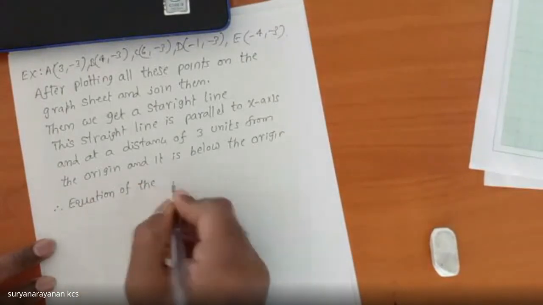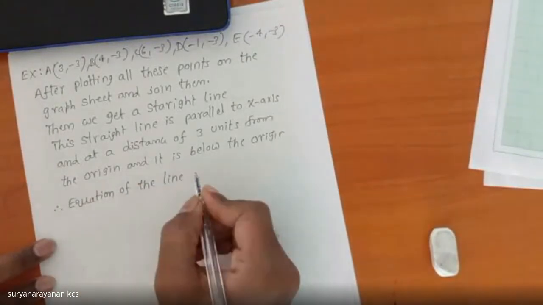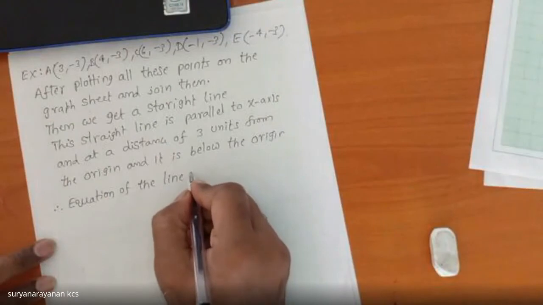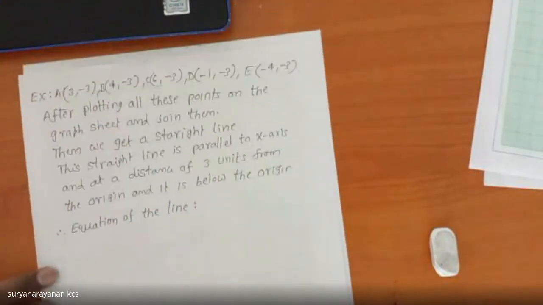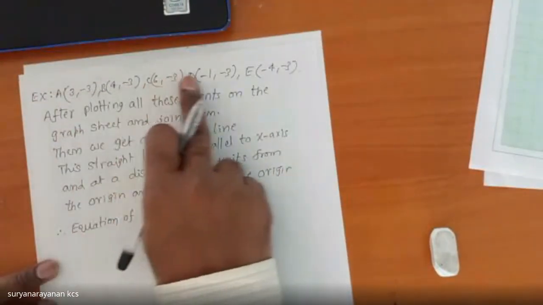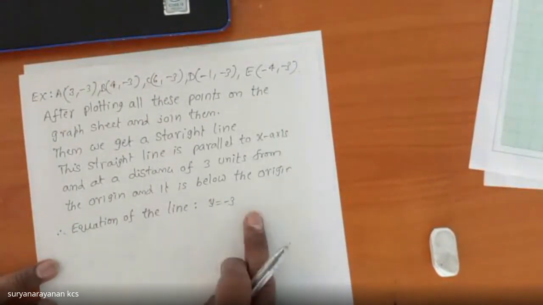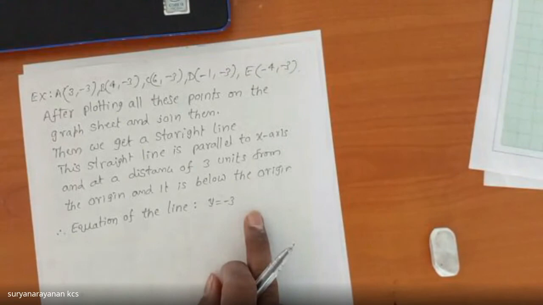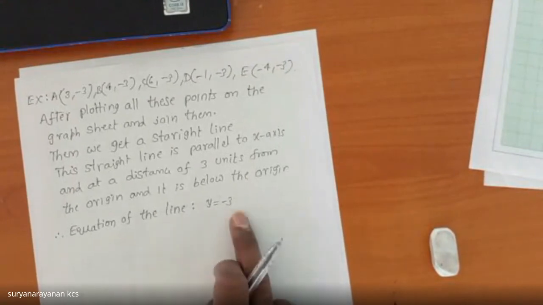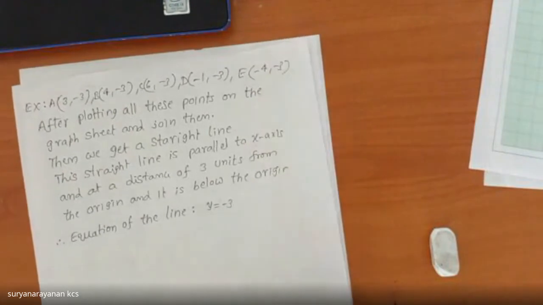Therefore, what is the equation of the line? What is the common property here? Y is equal to minus 3. Y is equal to minus 3 is the equation of this line. Okay.